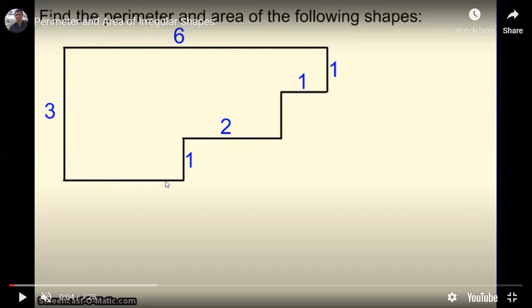Okay, so I'll come back to Ahmed Saber again. How will we calculate the perimeter for this figure, Ahmed? We'll add all the sides.